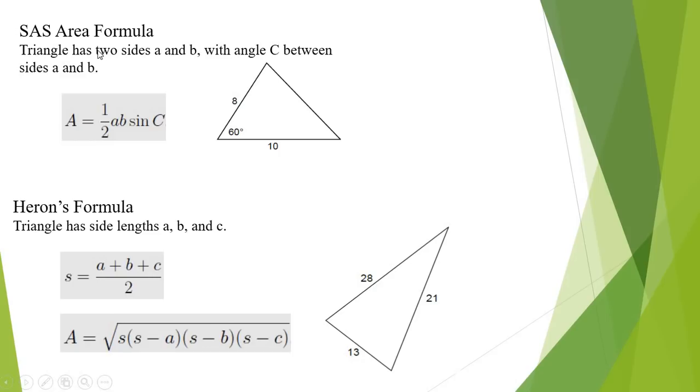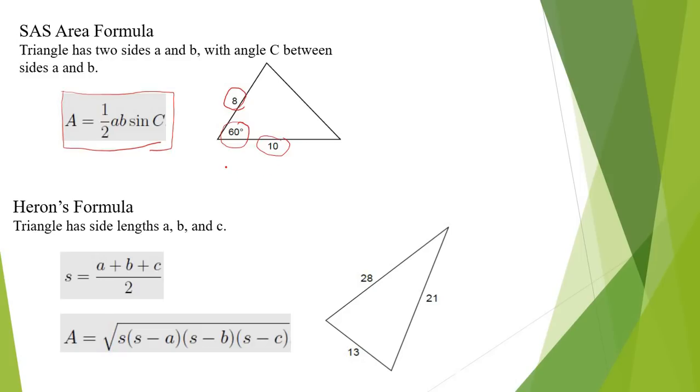Now, if we have a triangle which has two sides A and B with angle C between sides A and B, then we can use this formula. This area is equal to 1/2 A B sine C. So we have here two sides with one included angle. Then we can use this formula to determine the area of this triangle.